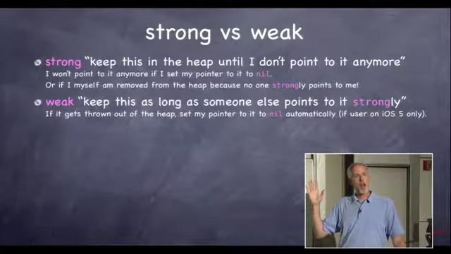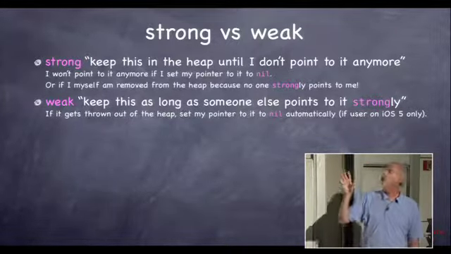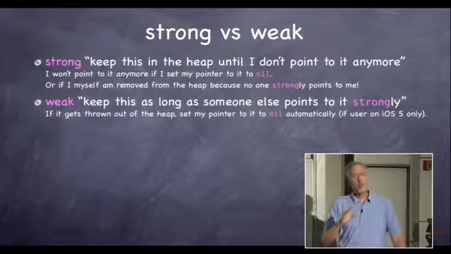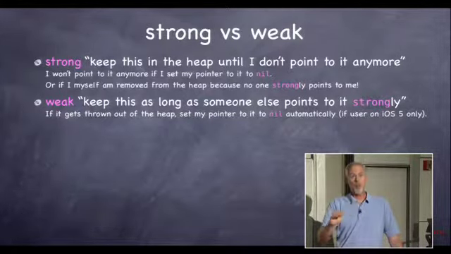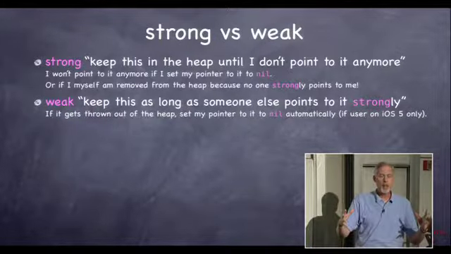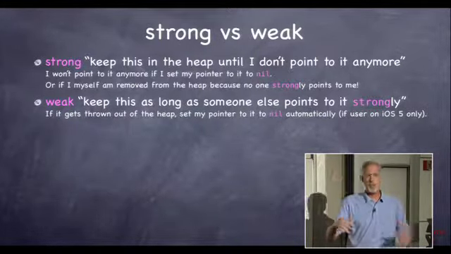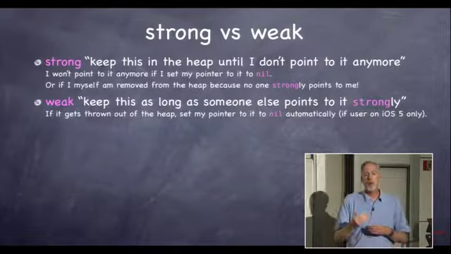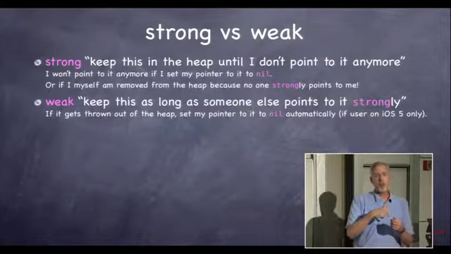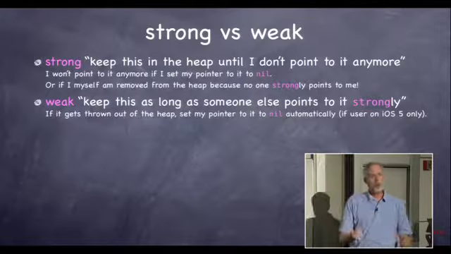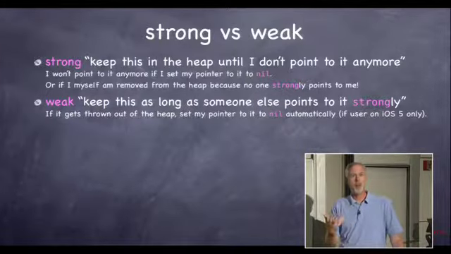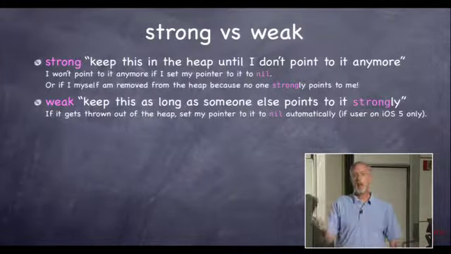It's as simple as that. Now, one thing about weak in iOS 5: that only works if the application is running on iOS 5. If you're developing in iOS 5 using the iOS 5 SDK, it supports strong and weak. But the weak behavior, the nilling out of the pointer when the thing gets thrown out of the heap, only works on iOS 5. That's in the runtime. That setting of your pointer to nil happens in the runtime.